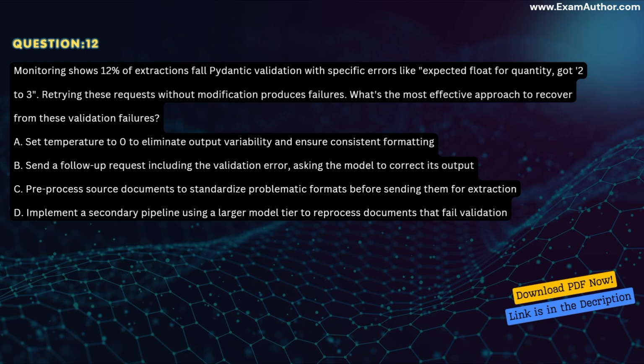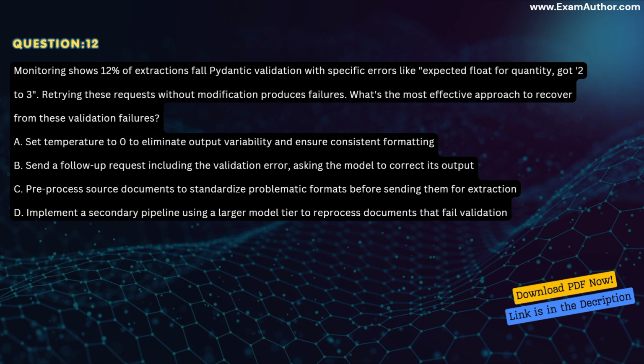Question 12. Monitoring shows 12% of extractions fail Pydantic validation with specific errors like "expected float for quantity, got 2 to 3." Retrying these requests without modification produces failures. What's the most effective approach to recover from these validation failures?